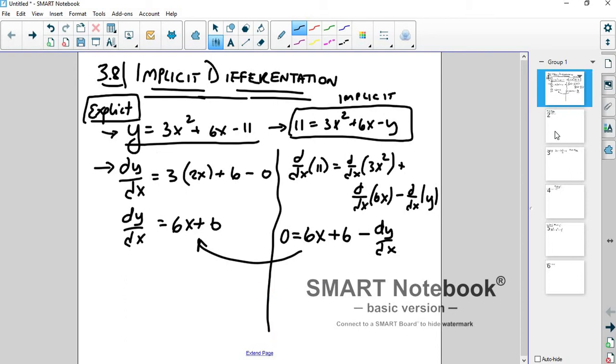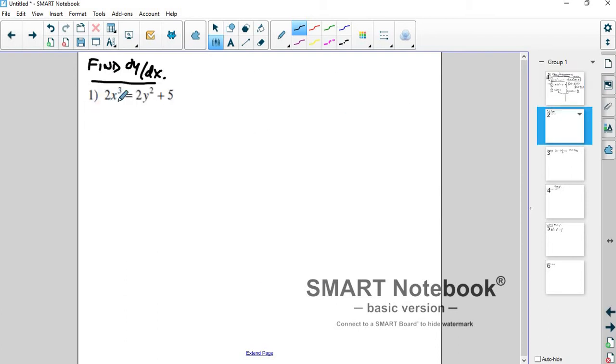So here's an example where you have 2x cubed equals 2y squared plus 5. If we try to solve that for y, we'll get a plus or minus. We don't get just y by itself as a function. This is not a function of x. However, it's still a curve in space, and it still has tangent lines, and it still has all that kind of stuff. And so to find the derivative dy dx, we're going to do implicit differentiation.